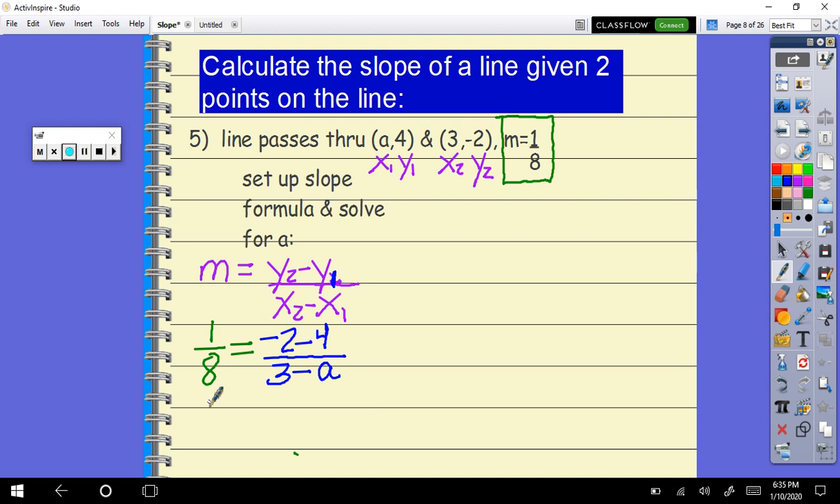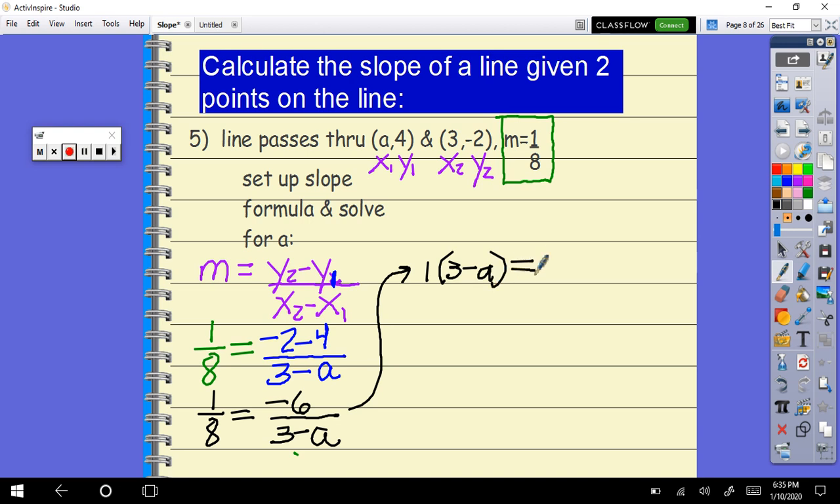But look, guys, I'm going to do a little cleanup. I'll change to black here. My cleanup is that 1/8 equals negative 2 minus 4. Let me shrink that to negative 6. And 3 minus a. Since you've got a fraction equals a fraction, you have a proportion. And we said the other day, anytime you have a proportion, cross multiply. So I'm going to say 1 times 3 minus a equals 8 times negative 6.